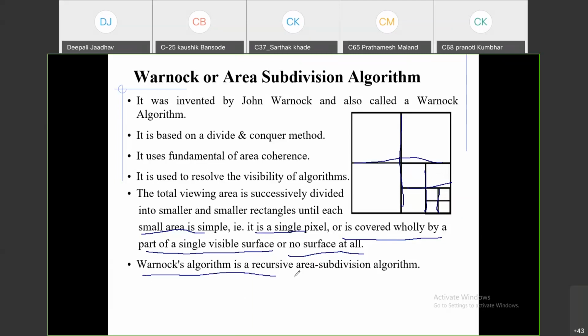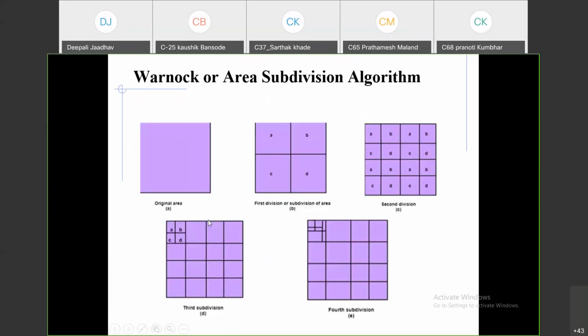Warnock's algorithm is a recursive area subdivision algorithm, and that's why it is known as the recursive area subdivision algorithm. Recursively divide it into multiple parts. That is shown here in this diagram also. The original is divided into 4 parts A, B, C, D.